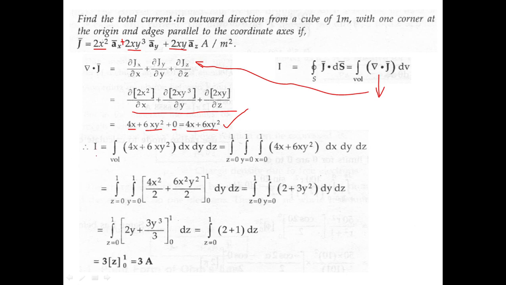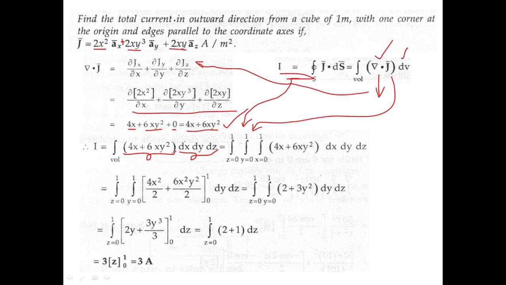Now current I, that is this formula we have applied here, that is the divergence formula, right? Now I is equal to, what is this one? This one is nothing but divergence of j vector, and this is dv in Cartesian coordinate system. So divergence of j vector and dv is substituted here with respect to the volume.